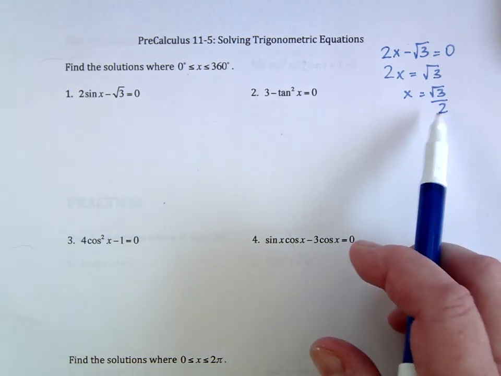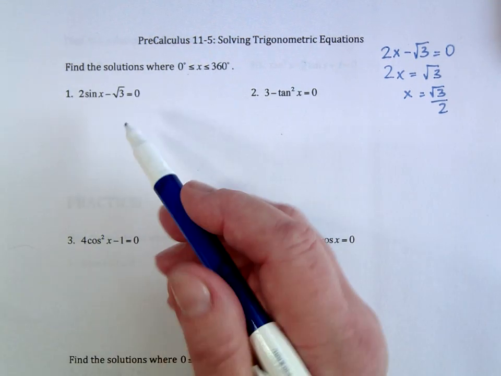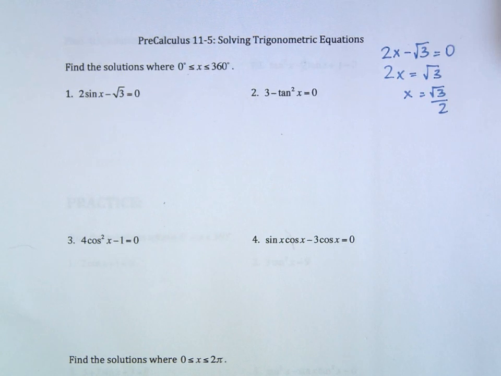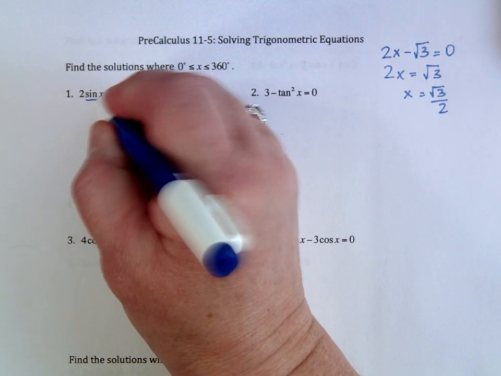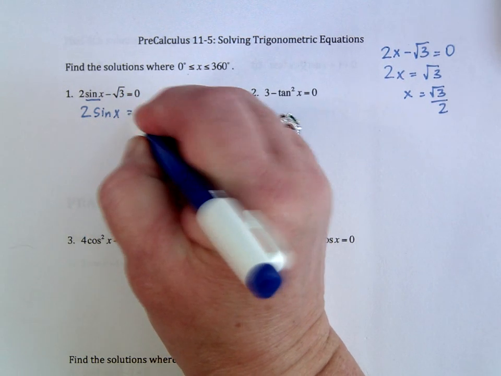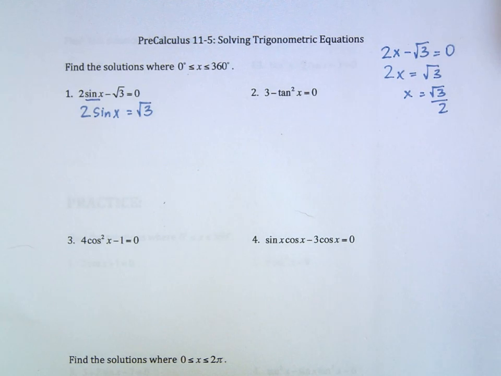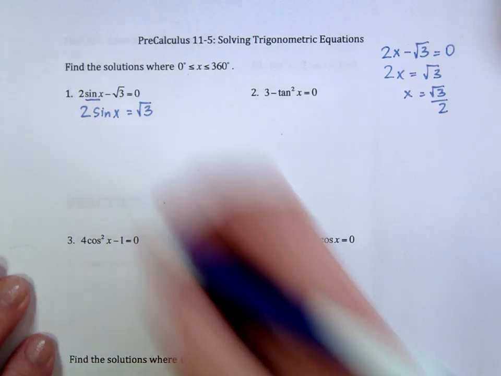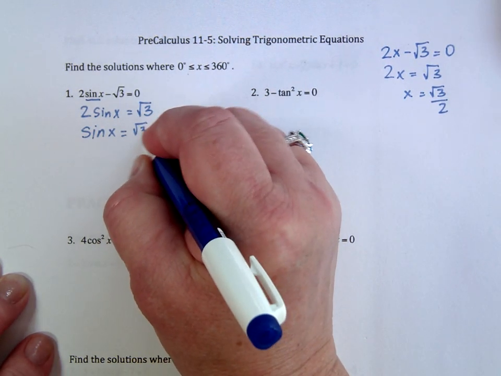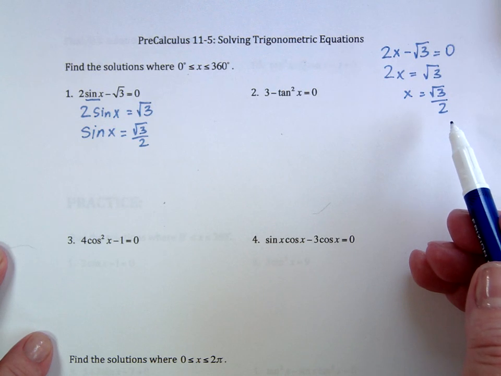So if we take that same concept and look over here at number 1, you've got 2 sine of x minus the square root of 3 equals 0. And you say, all right, well, get the sine by itself. So the square root of 3 goes to the other side. 2 sine of x equals, it's negative there, we cross over, now it's positive. And then we're going to divide by 2. So we get the sine of x equals the square root of 3 over 2. And that's the same thing we had over here when it was just plain old algebra.